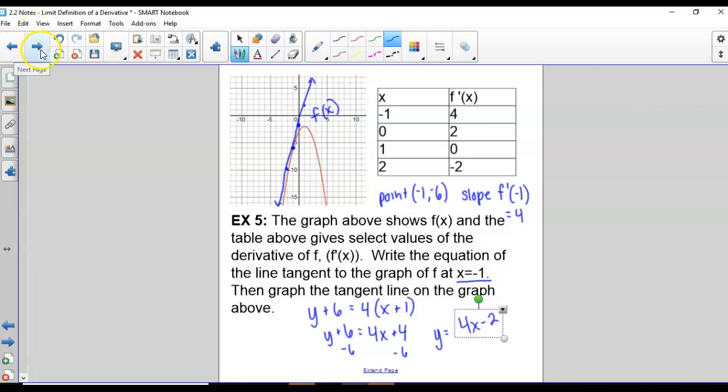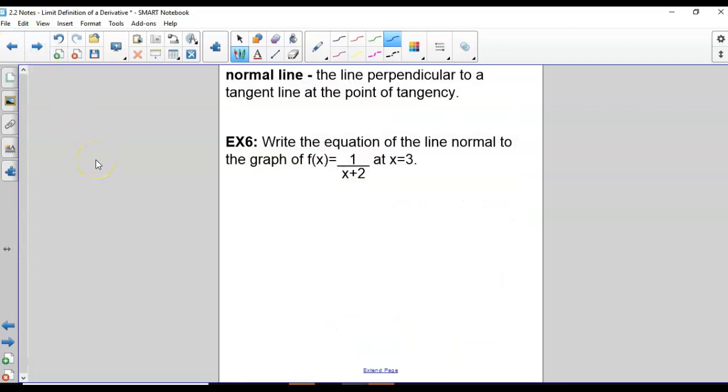Alright. Moving on. Another type of line that they occasionally will ask for. On the old free response questions, they used to ask for normal lines. On the new free response questions, they never asked for normal lines. But in the new course description, it talked about a normal line a little bit. So I'm going to throw this in here just in case. A normal line is the line that's perpendicular to a tangent line at the point of tangency.